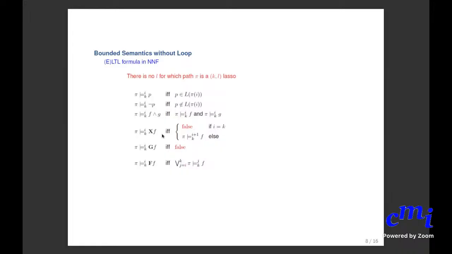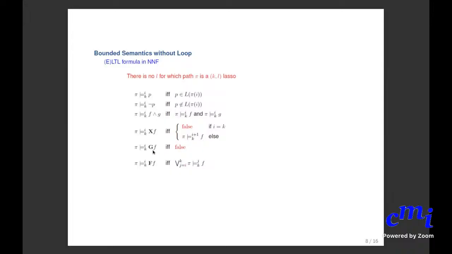But if I is less than k, then of course the successor state is inside the k-long prefix, and therefore you can just check if f is true of the trace, which is a suffix of the k-long prefix starting from I plus 1, whether f, the nested LTL formula, is true of that. And that's what is done here.